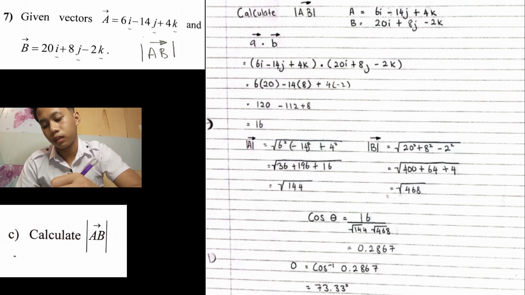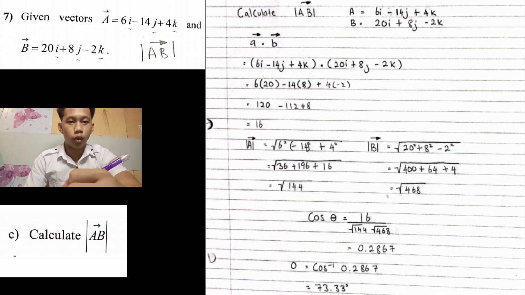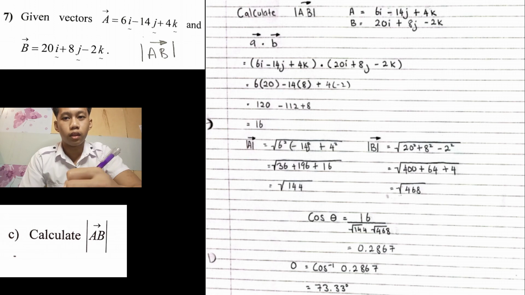Okay, last step is cos theta. 16 to the power of 2, 144 and 416.8. The answer is 0.286 and 67.